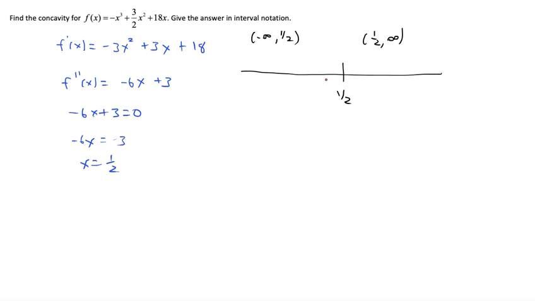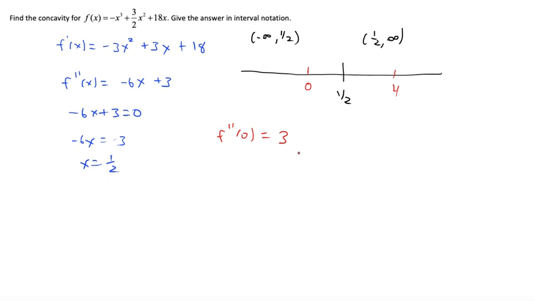That's done by picking a test point. We pick a test point in each interval, plug it into the second derivative, and see what we get. I'll plug in 0 in this case, and like 4, as long as we're on each side of 1/2. So what is f prime of 0? Plug into the, f double prime I should say. F double prime of 0 gives us positive 3.